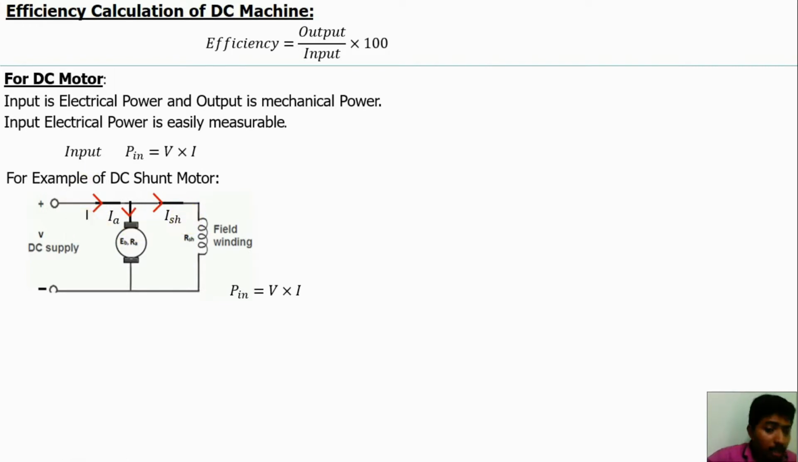But output is not an easily measurable one. So output is equal to input minus losses. Basically input is given, there are some losses, maybe heat loss or other losses, then we will get the output. So output is equal to input minus losses. If you know the losses value and input value, we can find the output. Then we can find the efficiency.